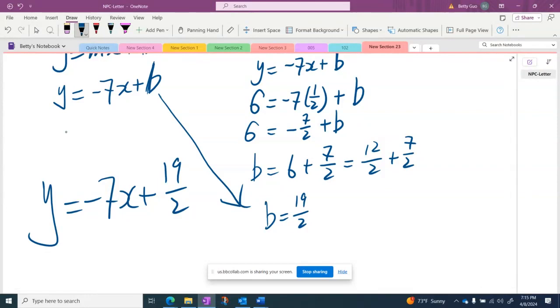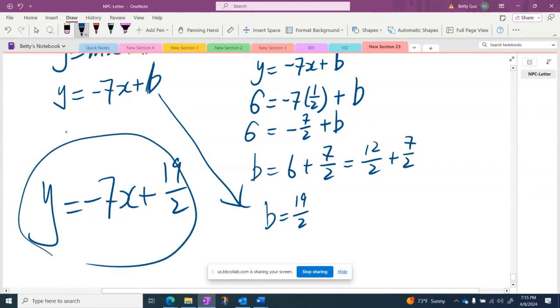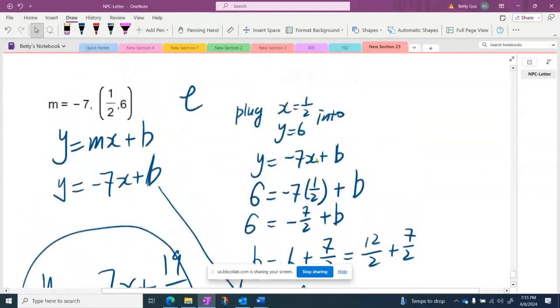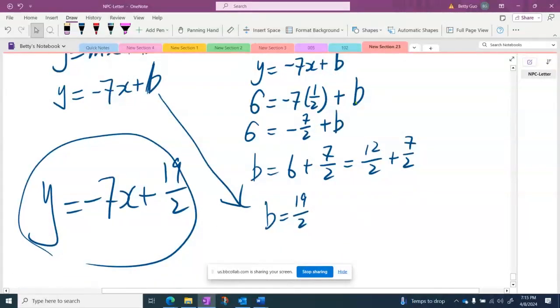I would say this is a quite challenging problem. The reason is because of the fractions. And the fraction part actually is from chapter 2. Once you're plugging in x equals half, y equals 6, and you are solving this equation for b, that is something we learned from chapter 2, linear equation in one variable. I moved this 7 over 2 over, so we have 6 plus 7 over 2 equals b. 6 is 12 over 2, so we end up with 19 over 2. Questions?